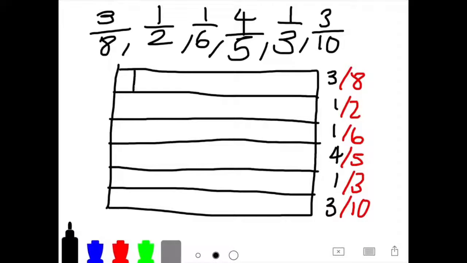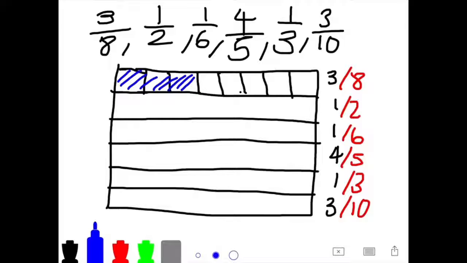Okay, now we're going to start by breaking them into pieces. Since we're dealing with an eighth column, we're going to break the first line into pieces of eighths. Eight. Okay, and we're just going to shade in 3 pieces because they said 3/8. That's what you're going to be doing. I'll do the next one and then I'll fast forward it. So a half, and for the next one you break that down to 6 pieces.